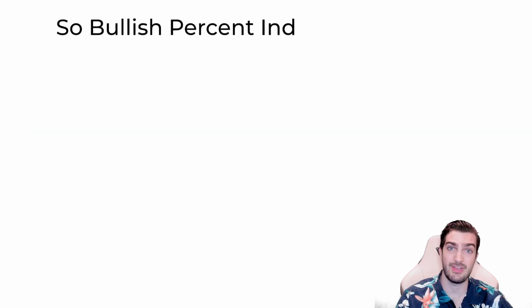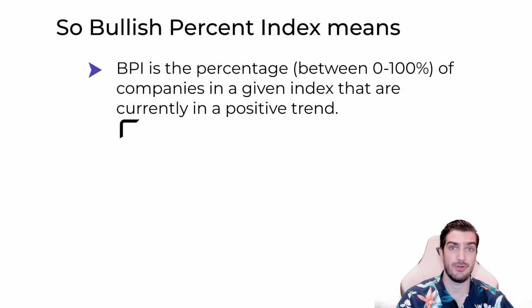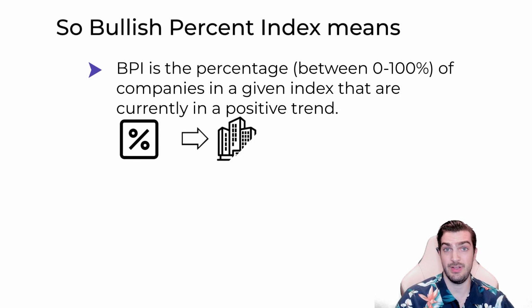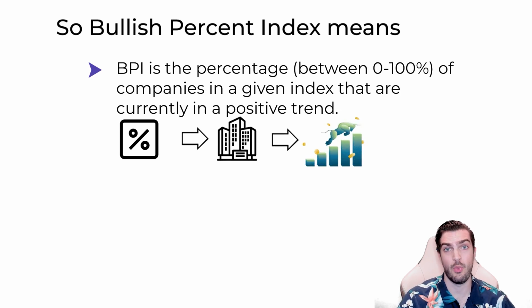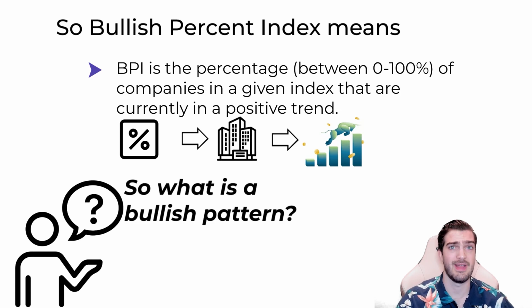Let's put everything back together. Bullish percent indices, or indexes, are a percent between 0 and 100% that tries to look at what percent of the securities in that group, or that index, are currently in a positive or bullish trend. But what is a bullish trend, you might ask?